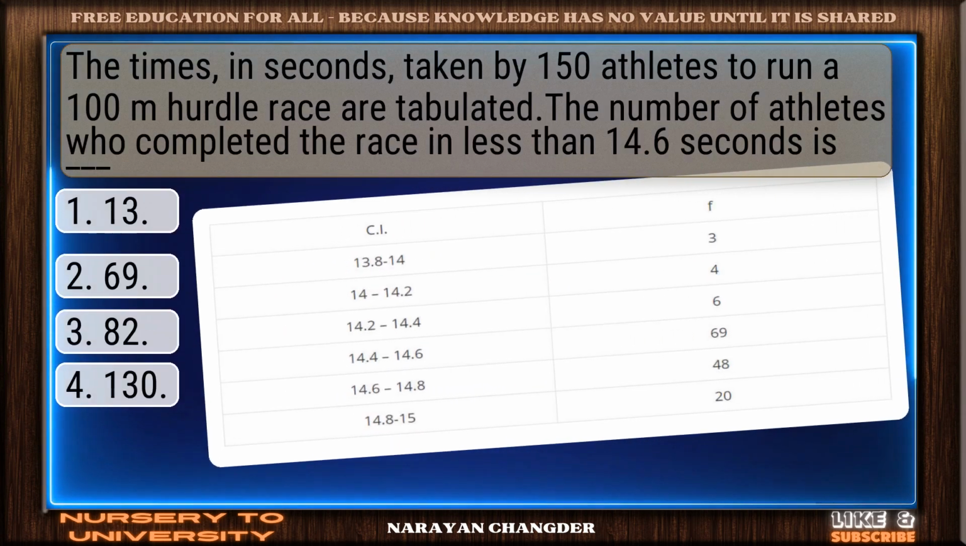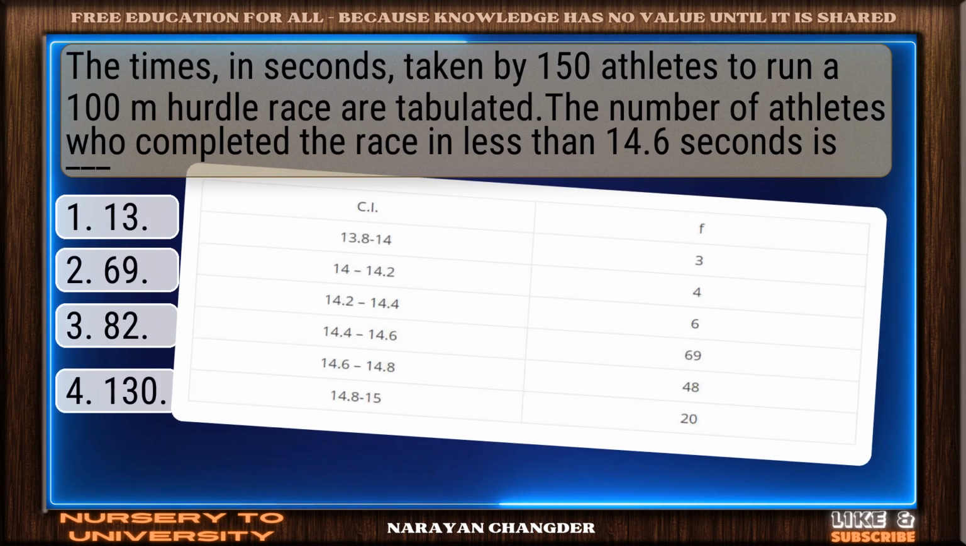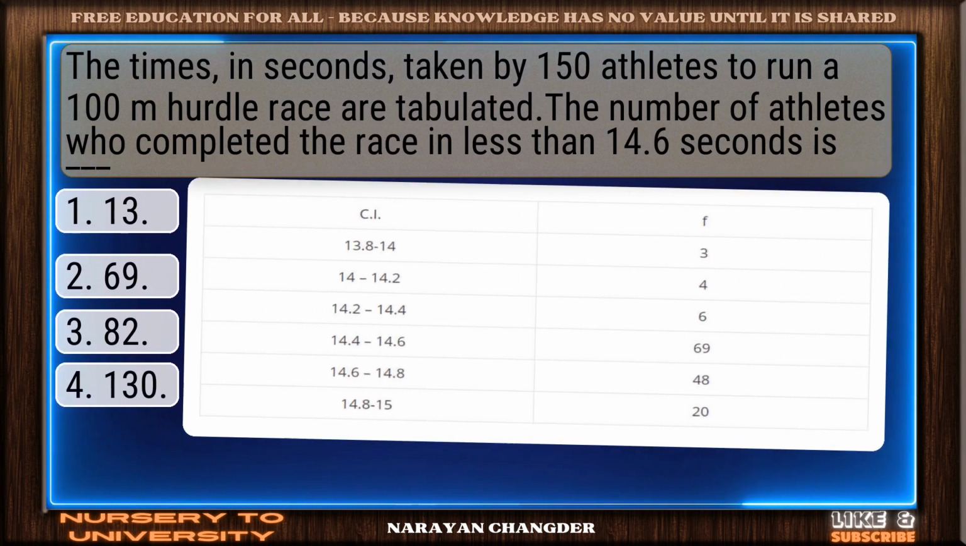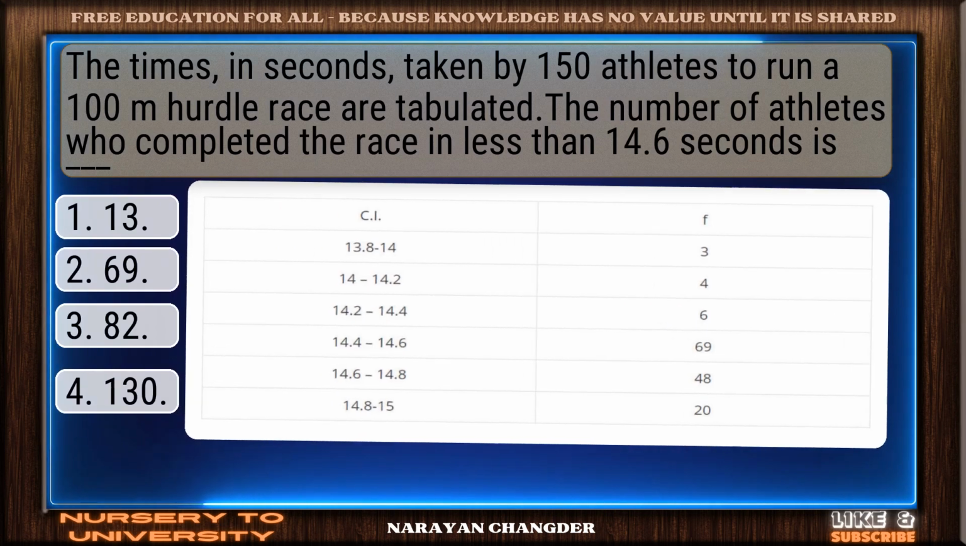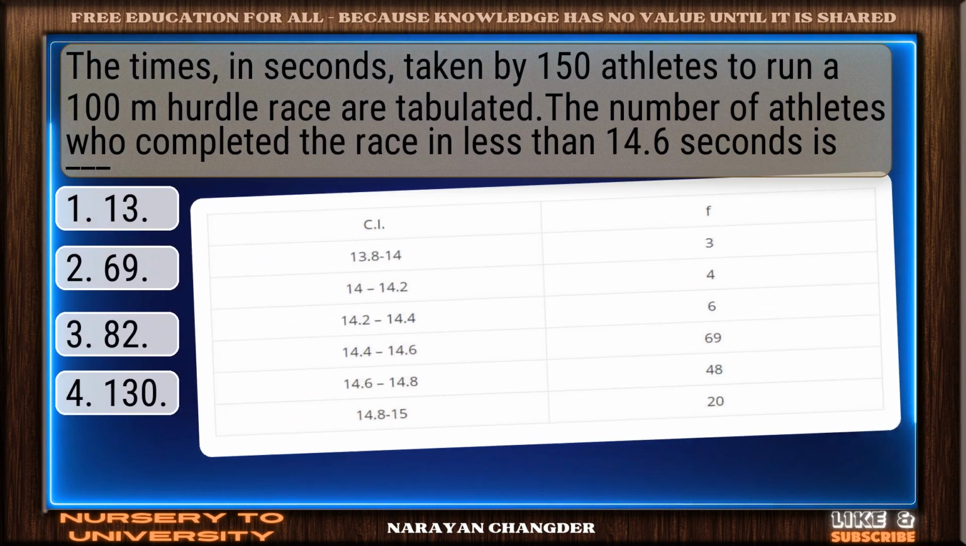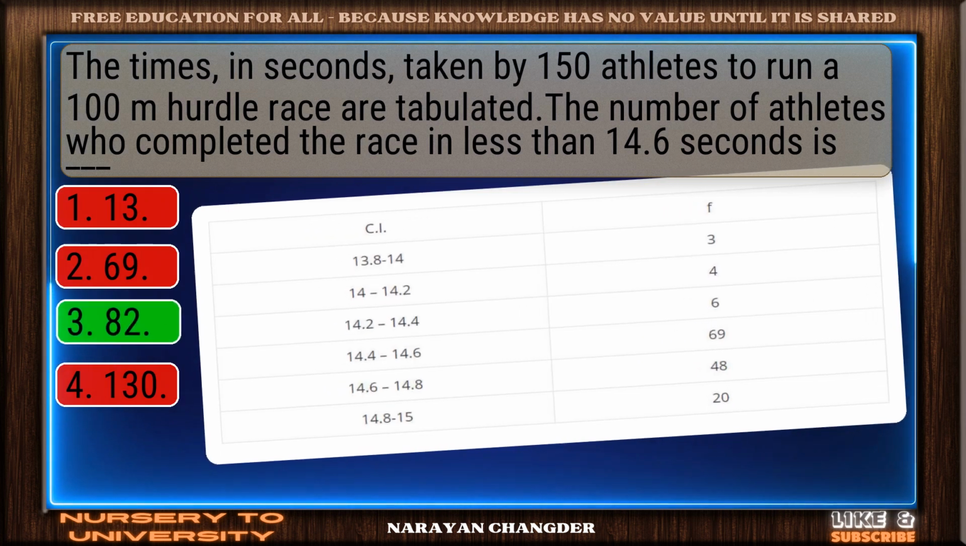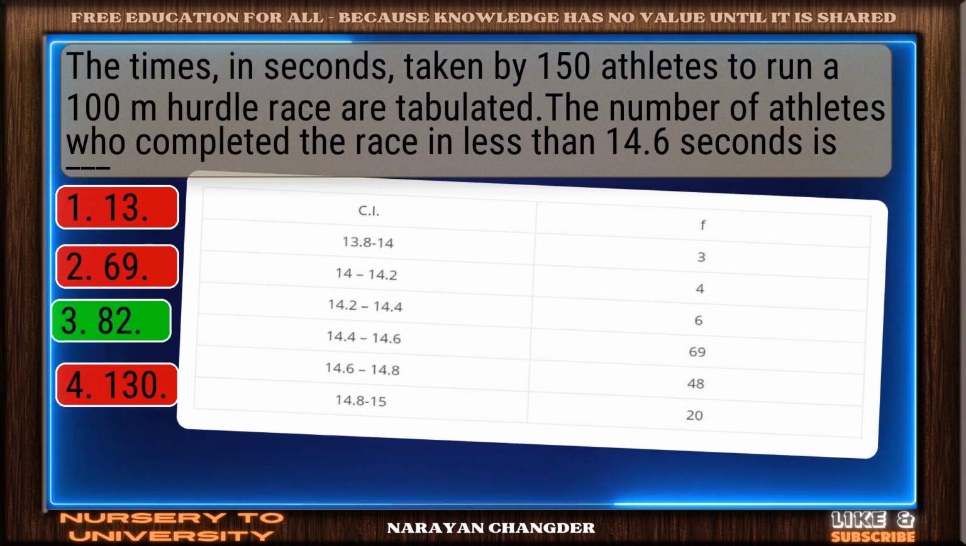The times in seconds taken by 150 athletes to run a 100-meter hurdle race are tabulated. The number of athletes who completed the race in less than 14.6 seconds is dash. Excellent. 82 is well reasoned.